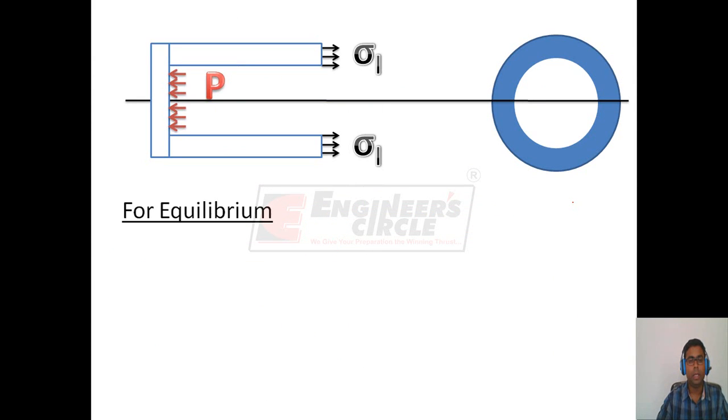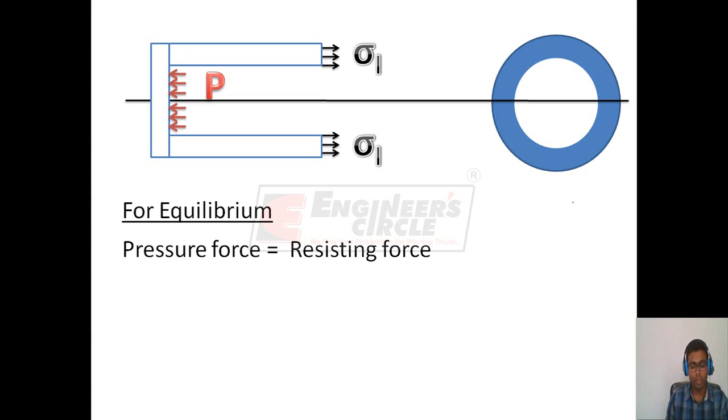So we can say that for equilibrium, pressure force must be equal to the resisting force. The force of the pressure is given by pressure into the area on which pressure is acting. So pressure is acting on this entire area. This is radius Ri, so we can say pi r square. Ri and r naught are almost same because it is a thin pressure vessel.